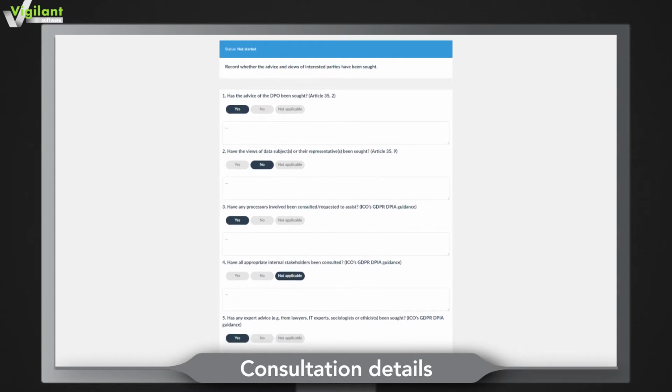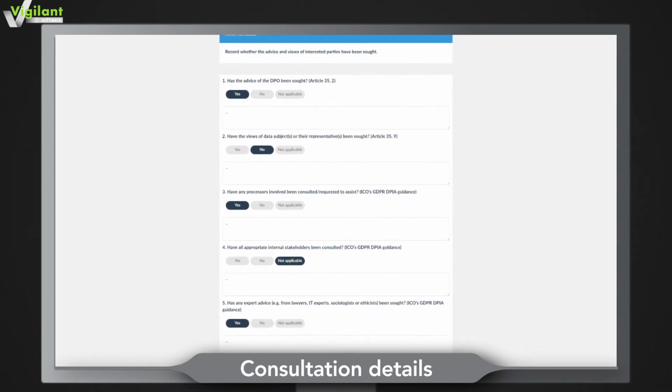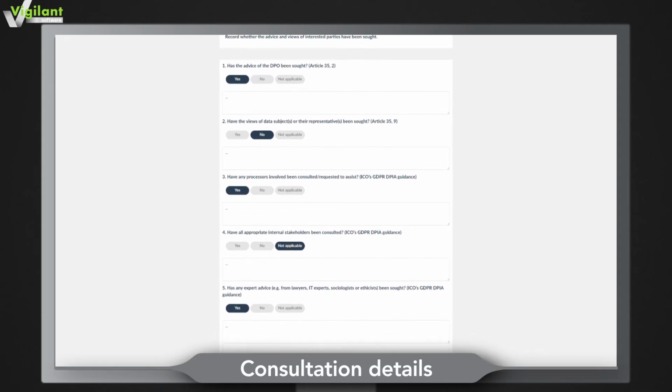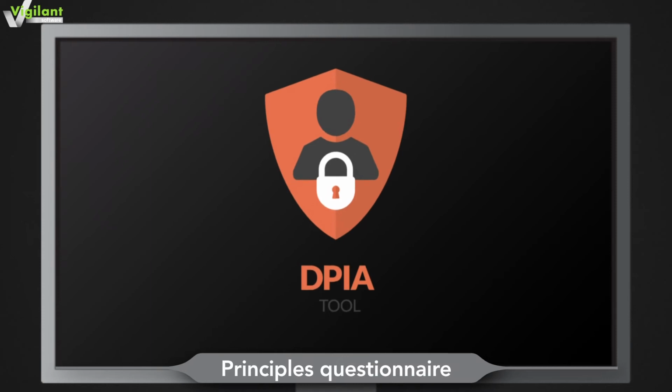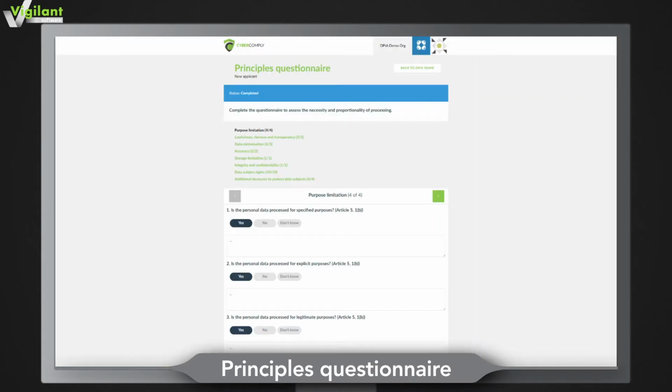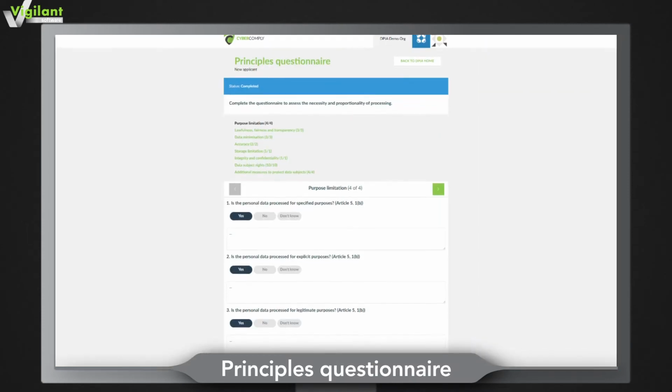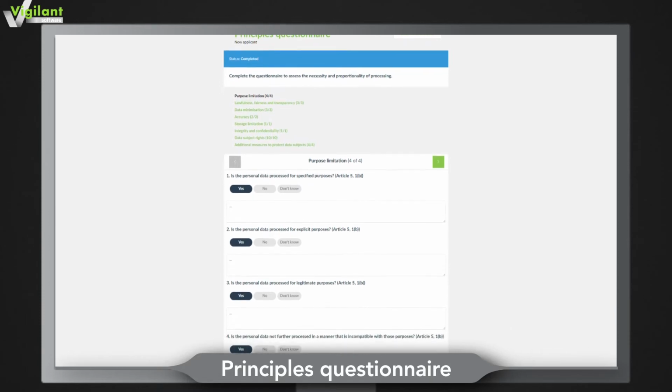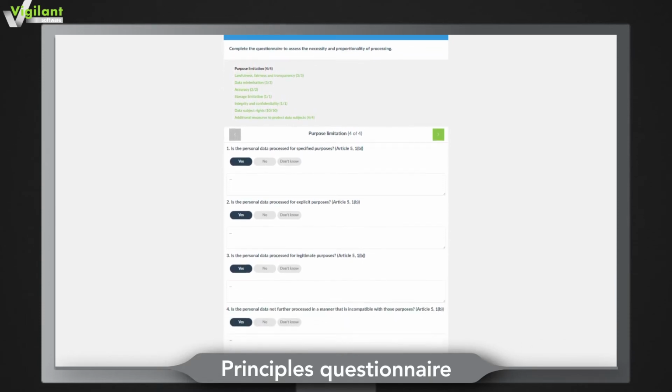Consultation details. Here, you can quickly record the advice and views of interested parties. Principal questionnaire. Now follow the prompts to assess the necessity and the proportionality of a data processing activity.